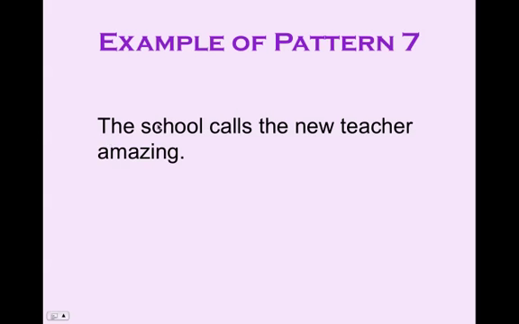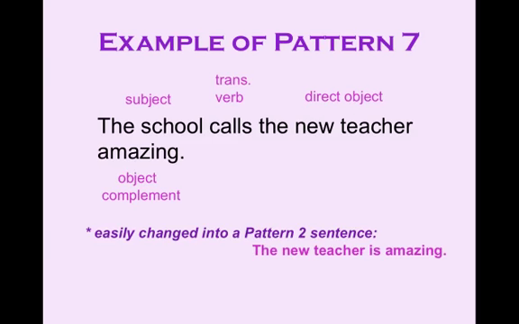The school calls, subject, transitive verb, calls who or what? The new teacher, direct object. And then amazing is our adjective, which is describing the new teacher, our direct object. You can easily change this into a pattern 2 sentence. Direct object, the new teacher, be verb, is, and then amazing becomes our new subject complement. We could say the new teacher seems amazing. Make a pattern 3 sentence.